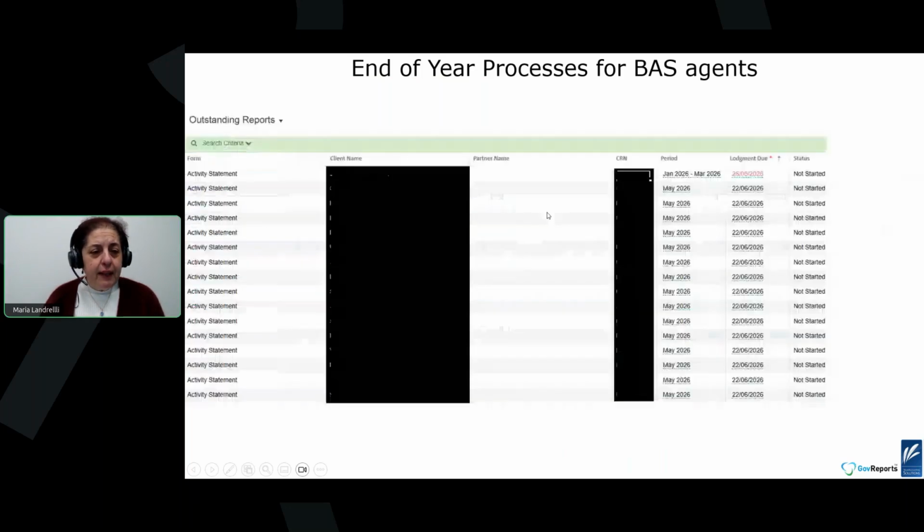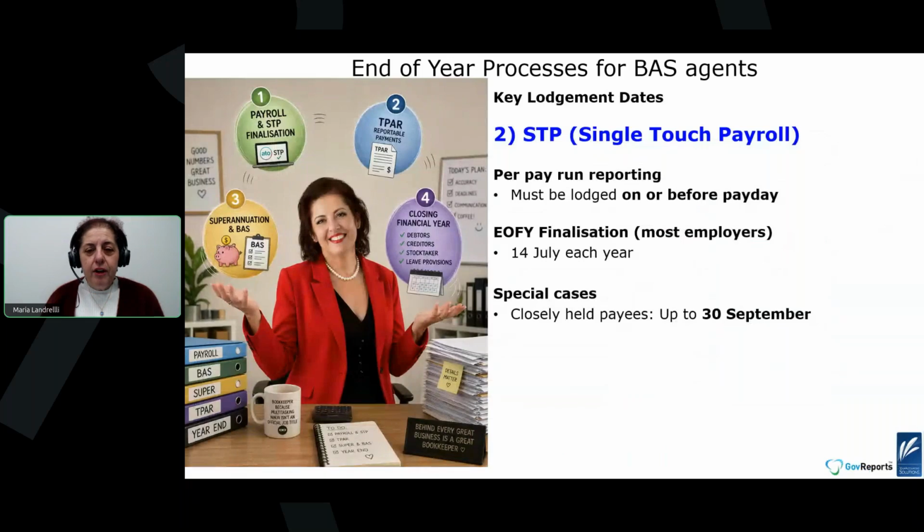So it gives you a list, as I said, of the ones that are about to do or need to be done and the due dates that they need to be done by. Then we've got our single touch payroll, which needs to be lodged, STP itself, on or before payday. But at the end of the year, we've got to do our end of year reconciliations and finalisations, and they need to be completed by the 14th of July each year. There are special cases closely held up to the 30th of September.